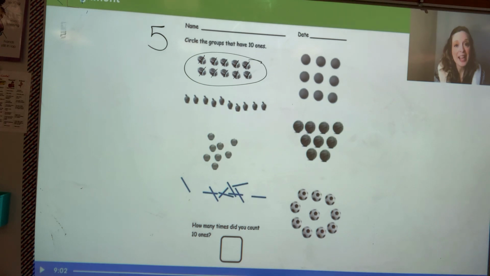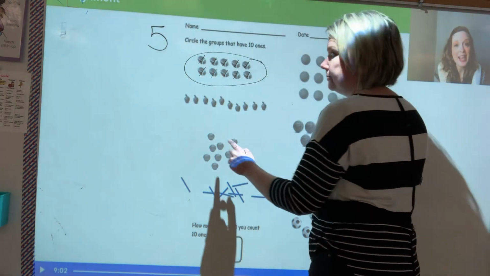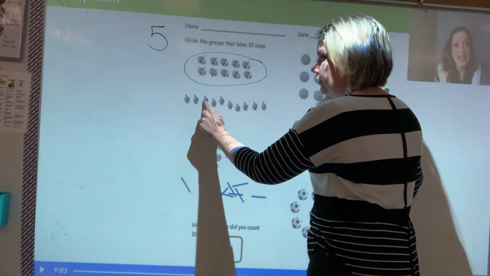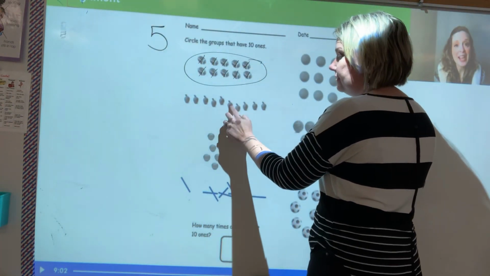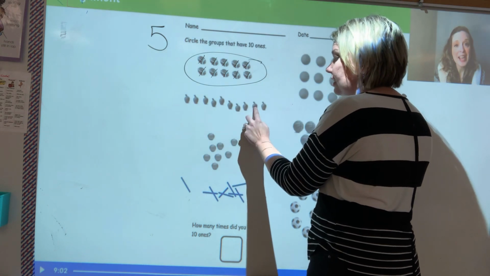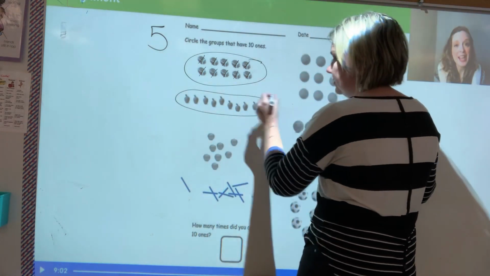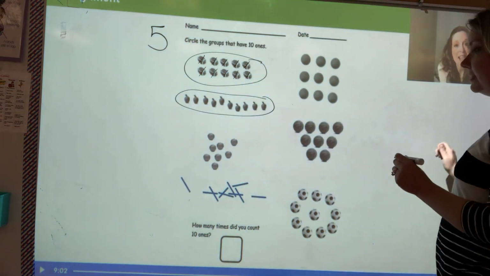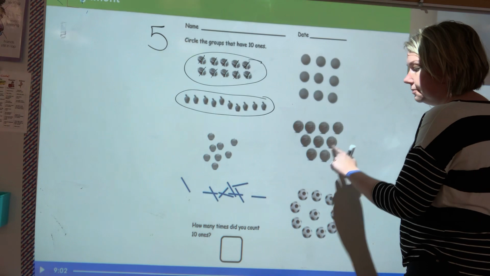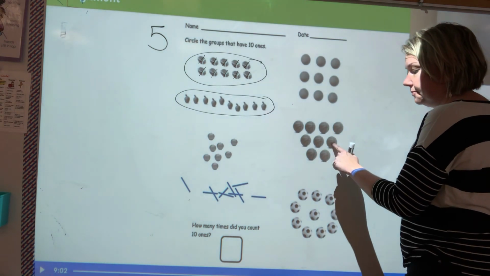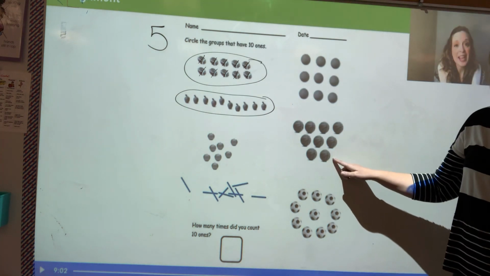All right, let's look here at these apples. I'm just going to touch to count for these. 1, 2, 3, 4, 5, 6, 7, 8, 9, 10. There's a group of 10, so I'm going to circle. Now I'm going to do the basketballs. 1, 2, 3, 4, 5, 6, 7, 8, 9. Can I circle this? No.